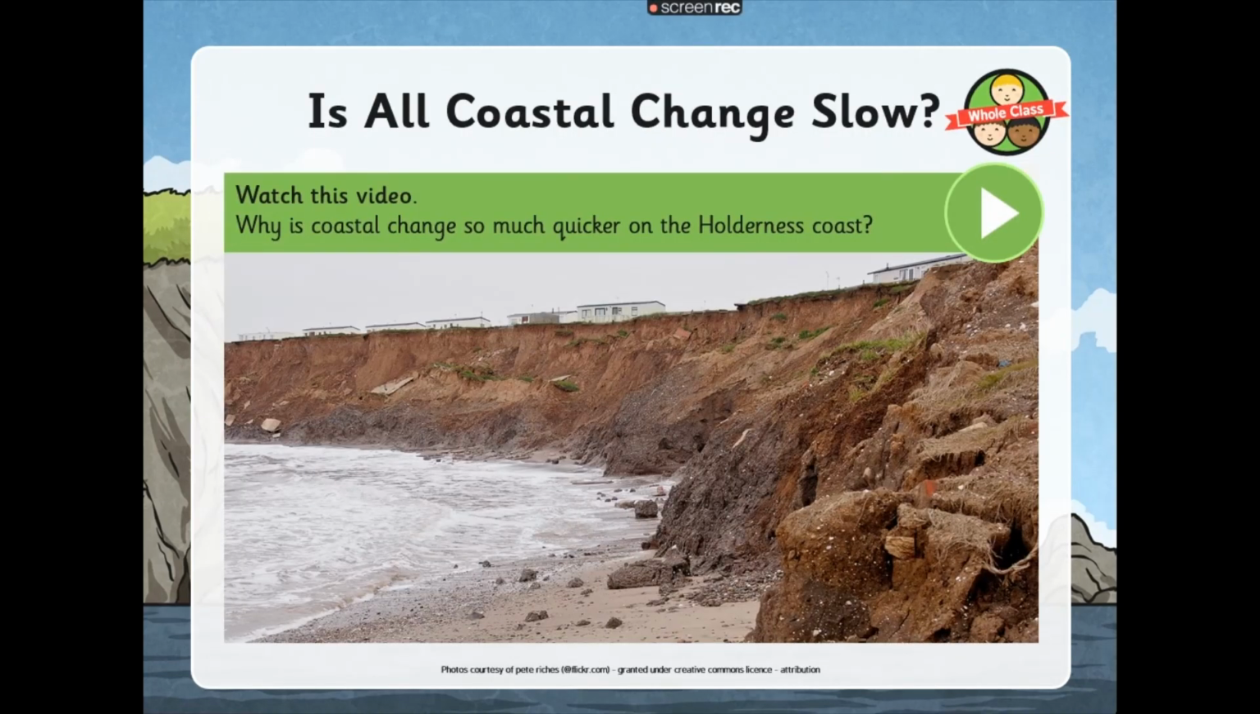Now then, we are going to watch another video about coastal change and possibly the negative parts of some coastal change. Now, this is the Holderness Coast in the east of England, okay? And it'll talk through mostly some of the negative parts of coastal change and how this can affect people and the environment around it. So sit back and enjoy.